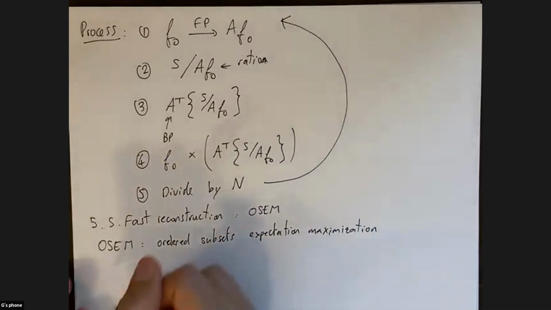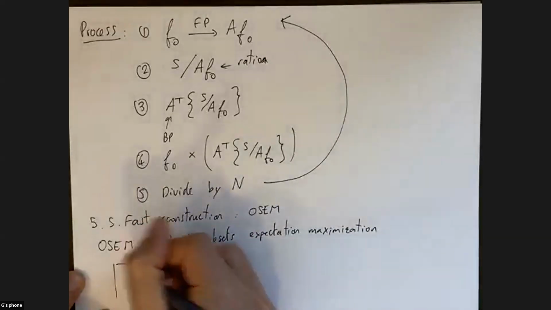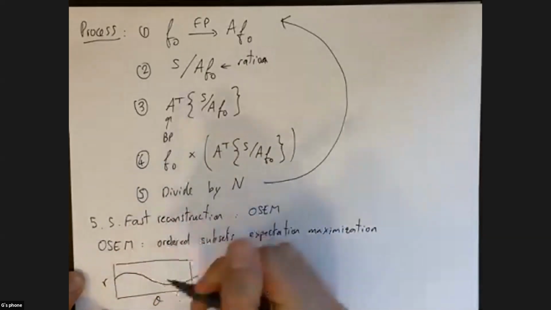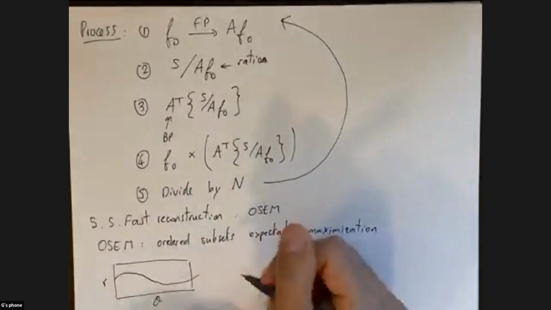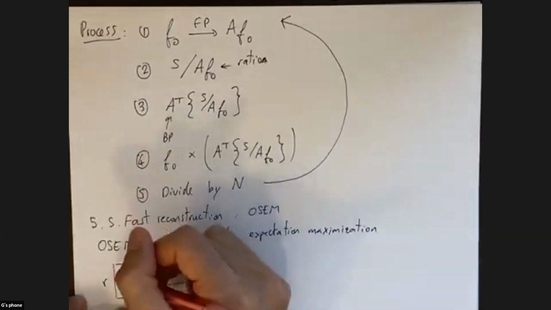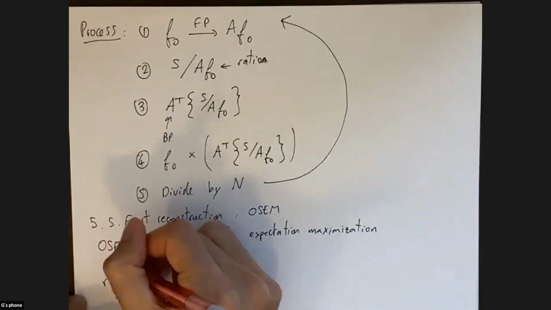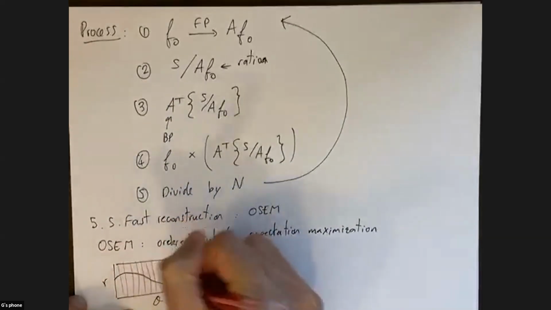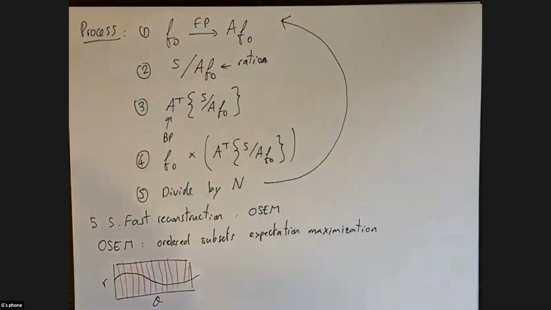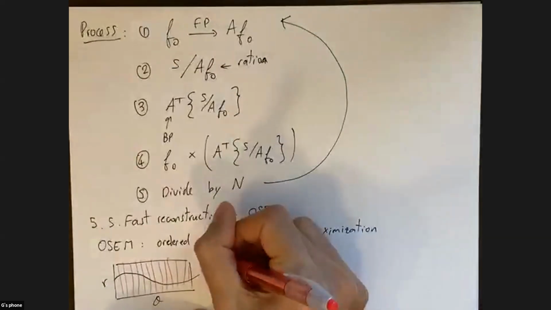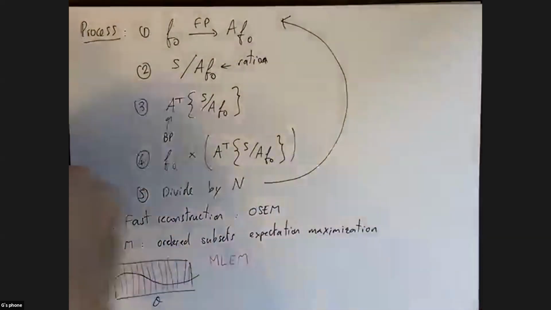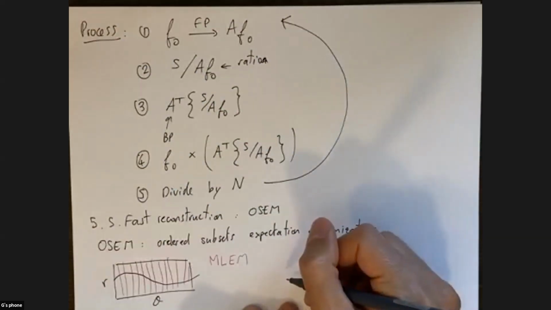The idea behind OSEM is that if we have a sinogram like this, theta versus r, with these sine waves, then with the EM algorithm, for each iteration we would have to use all the data. The sinogram has many measurements in it, so it's a very large structure. So for MLEM, each iteration is using all the data. For OSEM, it's doing things a little bit more smartly.